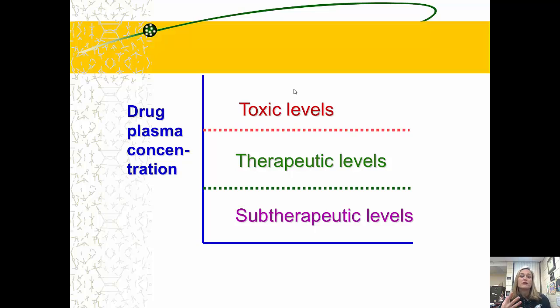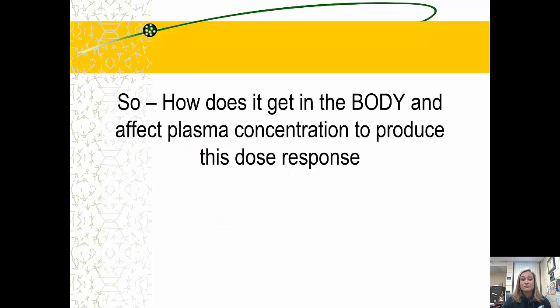And remember, the goal when we're having our drugs in our system is for it to get to our blood plasma. So we're going to talk now about how our drug therapies actually move through our system and actually get to the plasma or other parts of the body. So that's where we're headed to next. And so this is essentially, how does it get into the body and affect plasma concentrations to actually give you a dose response or the effects of the drug?